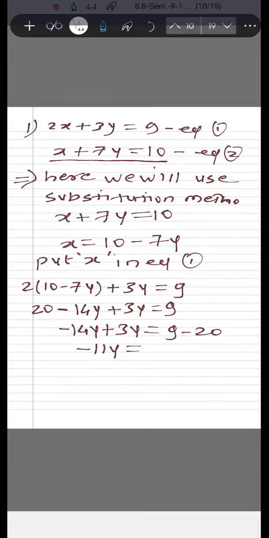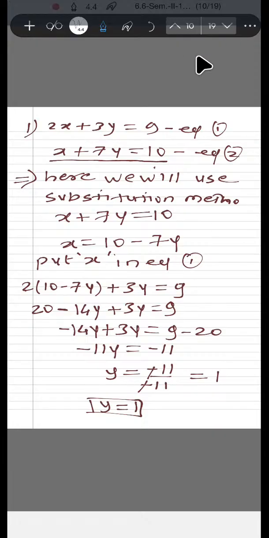And here we can observe that 9 minus 20 is equal to minus 11. So y is equal to minus 11 upon minus 11. The minus signs cancel, which is equal to 1. So what do we get here? y is equal to 1.